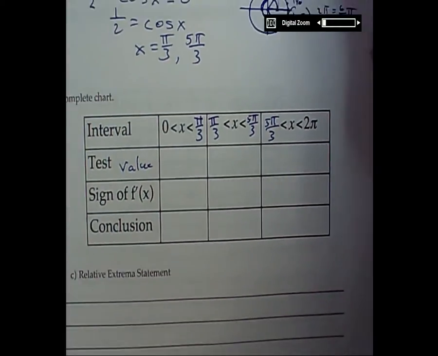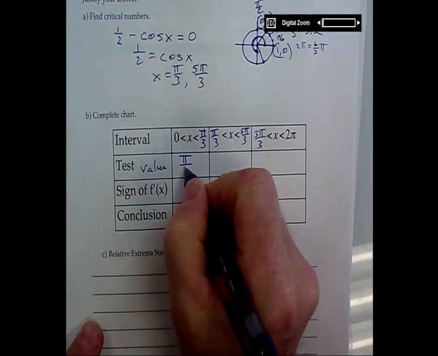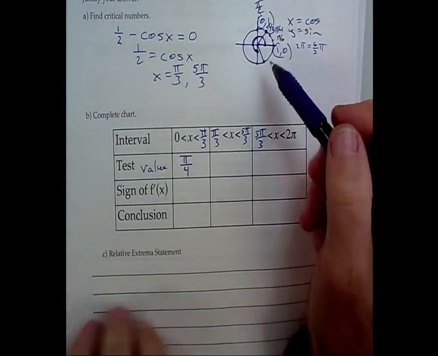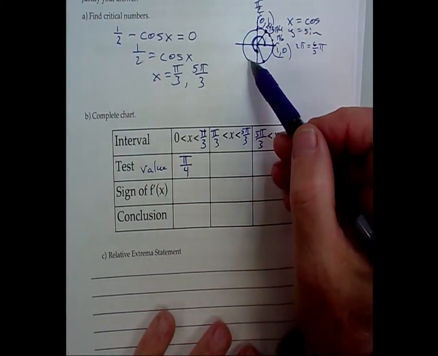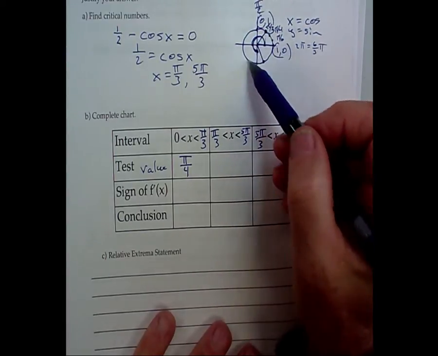Not very good. It's too big. I'm going to choose pi over 4. Now, Aiden, this is really nice in here, right? This is from pi over 3 to 5 pi over 3. I got a big swath.